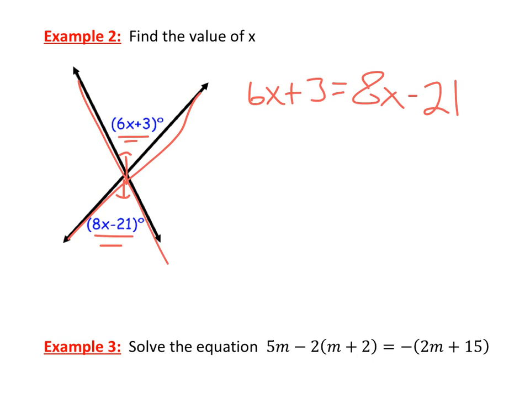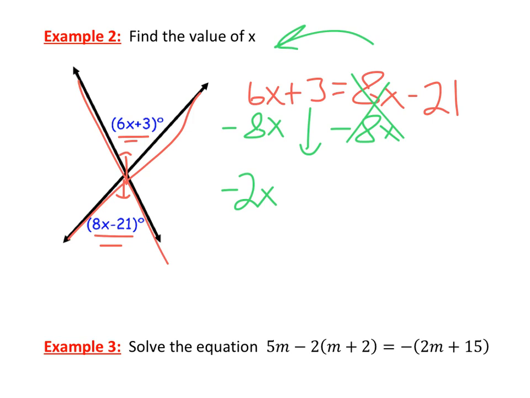If I go through those same steps I did in the previous problem, the first thing I want to do is try to simplify either side. The left side I can't do anything to simplify, nor can I with the right side. So both sides are simplified. The next thing I will do is move the variable. So I'm going to move everything to my left. So I'm going to subtract 8x from both sides. That's going to give me negative 2x plus 3 will carry down. And equals will carry down. Minus 21 left on the right side.